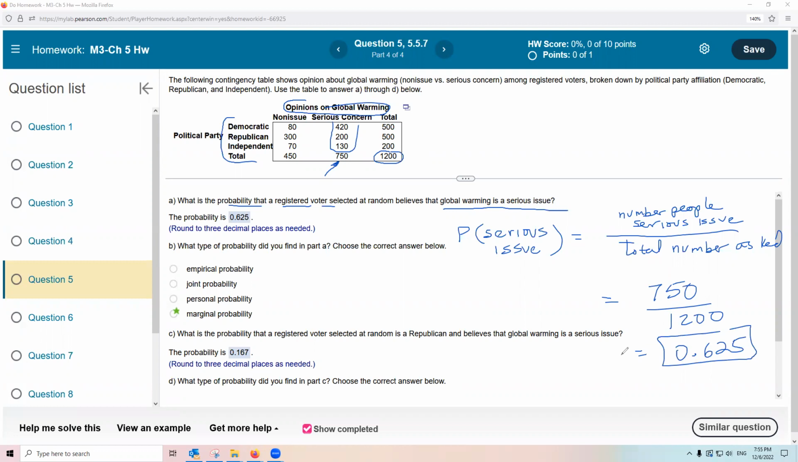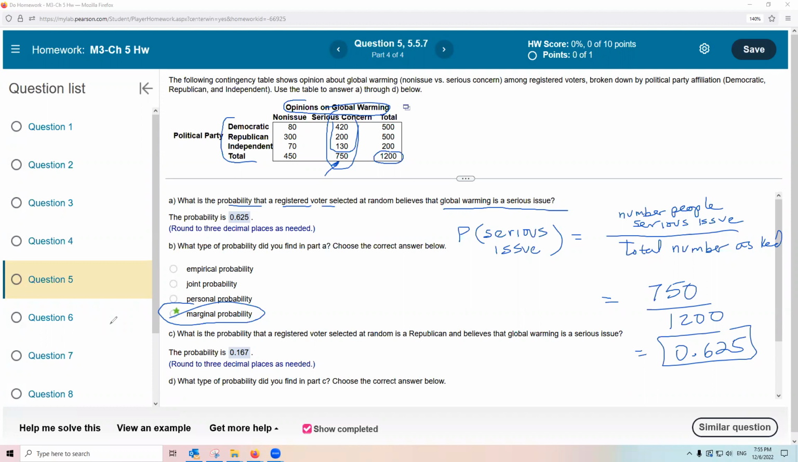Now, if you notice, we really calculated a probability based on this column. When you calculate a probability based on a column or a row, we call that a marginal probability. Marginal really refers to either a row or a column.